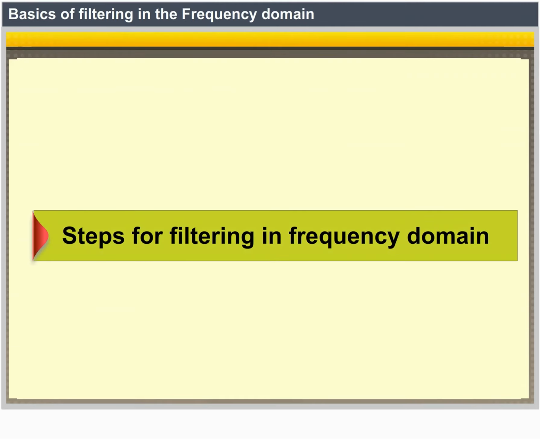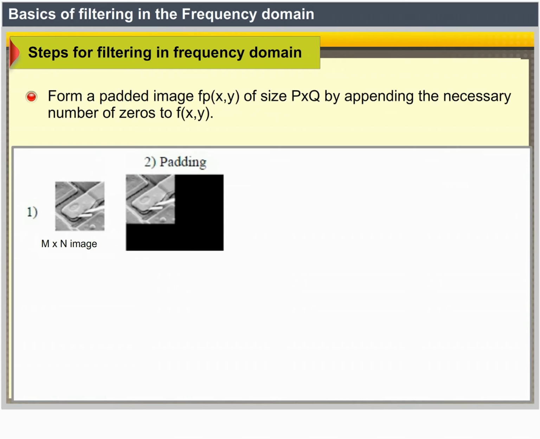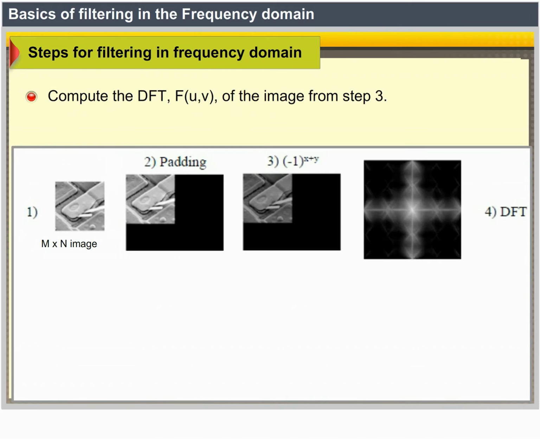Given an input image f(x, y) of size M by N, obtain padding parameters P and Q. Typically, P equals 2M and Q equals 2N. Form a padded image fp(x, y) of size P by Q by appending the necessary number of zeros to f(x, y). Multiply fp(x, y) by (-1)^(x+y) to center its transform. Compute the DFT, F(u, v), of the image from step 3.